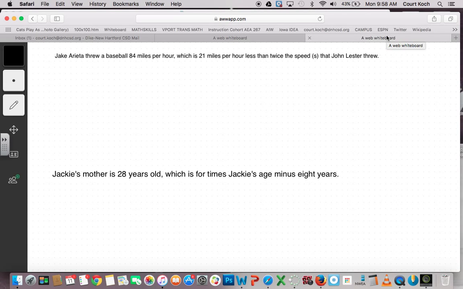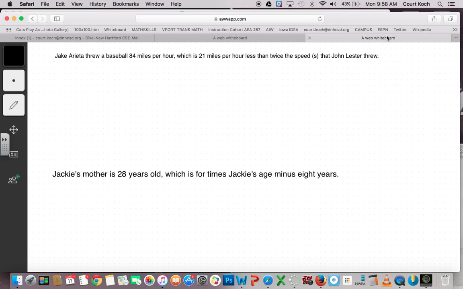So I want to go ahead and take a look at two problems here. These are similar problems that you'll see in your book today. I'm going to use the Chicago Cubs as an example. Pitcher Jake Arrieta threw a baseball 84 miles an hour, which is 21 miles per hour less than twice the speed S that Jon Lester threw.